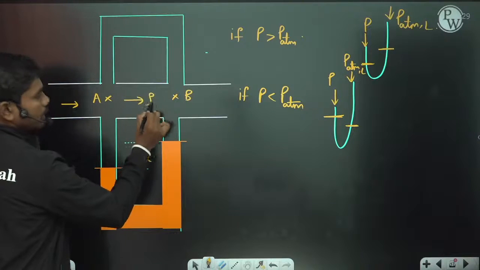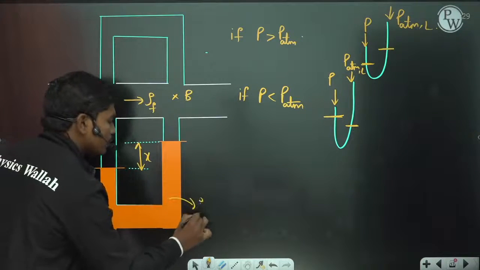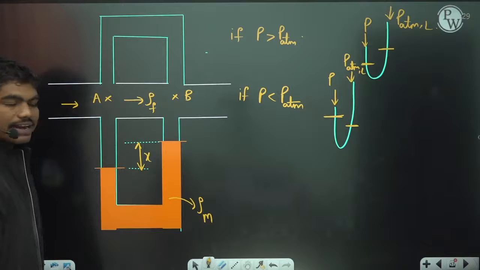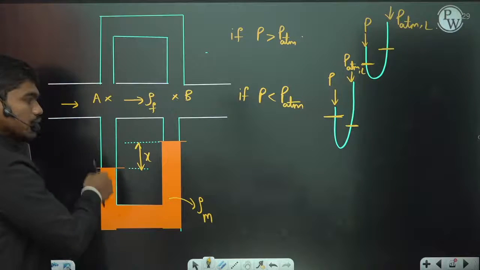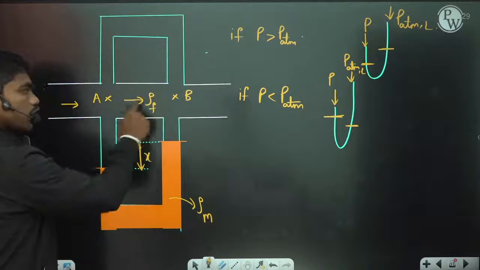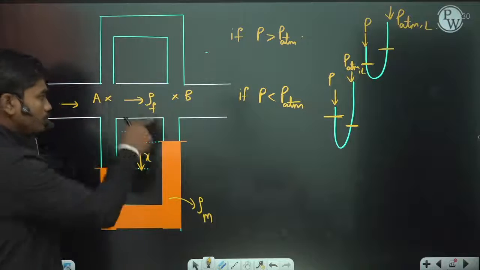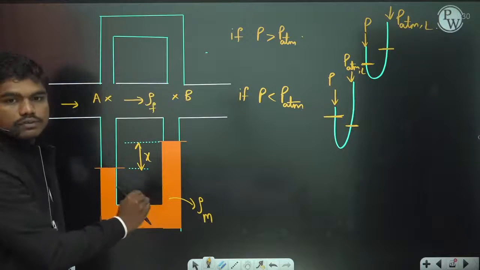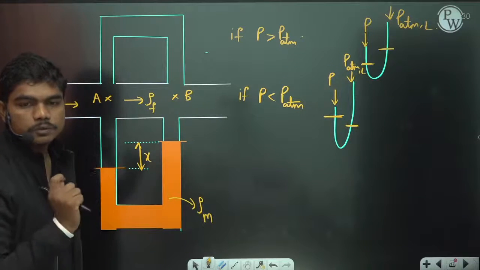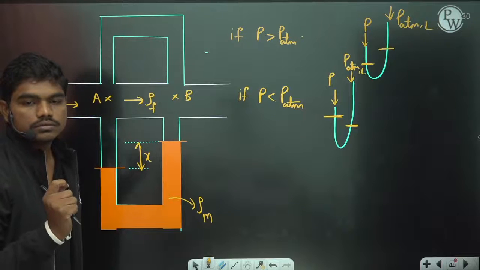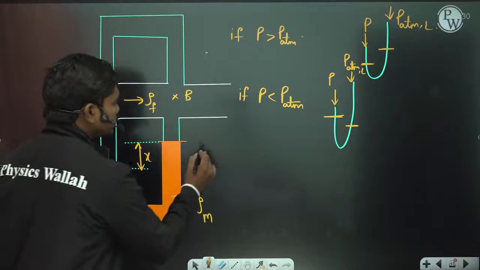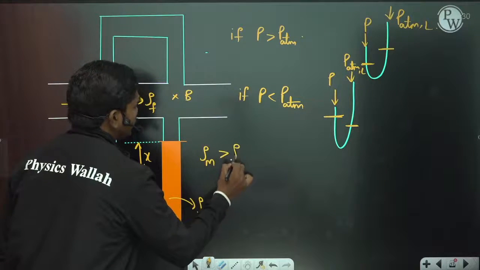This is the normal fluid that is flowing and this is the manometric fluid, the density of the manometric fluid. Now tell me one thing, out of these two fluids, which fluid has higher density? The fluid which is actually flowing, or the manometric fluid? Obviously the manometric fluid has higher density, correct? So density rho m is greater than rho.